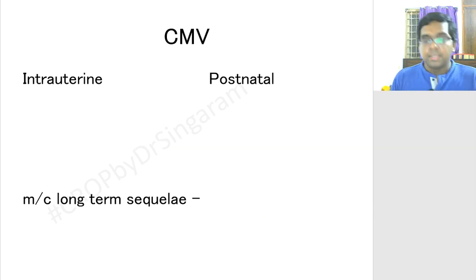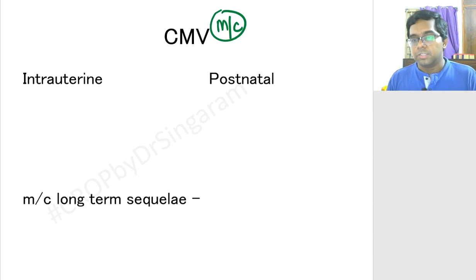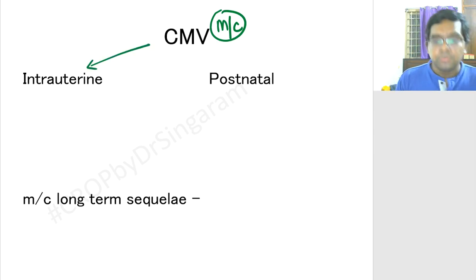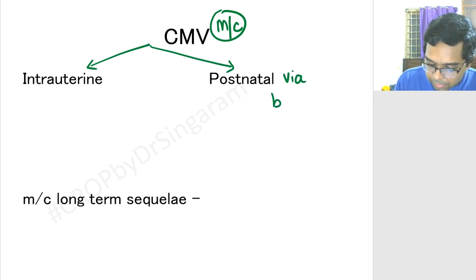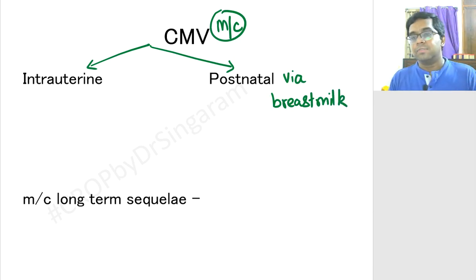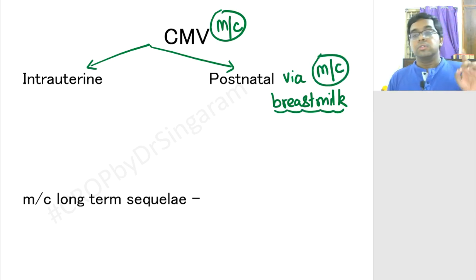We now move on to the next one, that is cytomegalovirus infection. Please remember for the exam, this is the overall most common intrauterine or TORCH infection. Cytomegalovirus can be transmitted to the baby in two different ways. One is of course intrauterine, and the second is postnatal. Now this postnatal could be through direct contact or via breast milk. Now this point I need to emphasize because among all the modes of transmission of CMV from the mother to the baby, the most common is via breast milk. So that needs to be remembered.